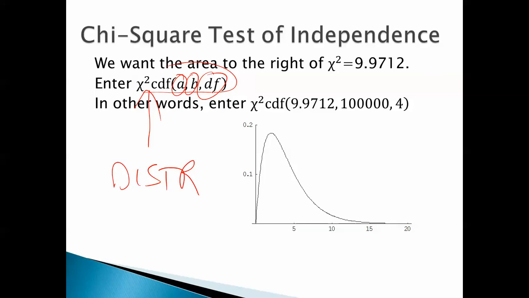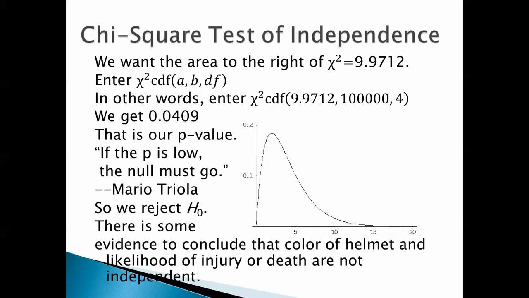In this case, we want to know the area to the right of 9.9712, so that would be our left endpoint, 9.9712. The right endpoint is infinity, but there is no infinity button on the calculator, so we just enter something really big, like 100,000. Degrees of freedom is 4. And then we press enter, and we get 0.0409. That is our p-value. If the p is low, the null must go. We reject H0, because our p-value was less than 0.05.